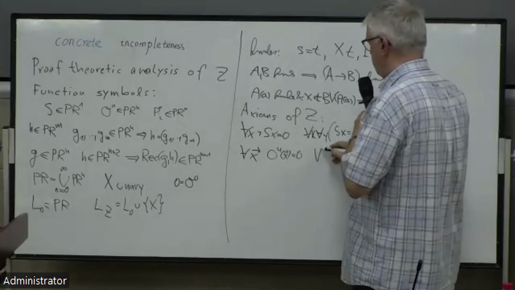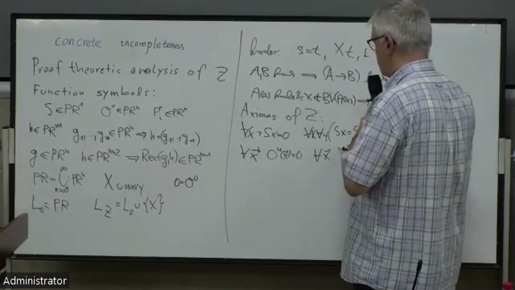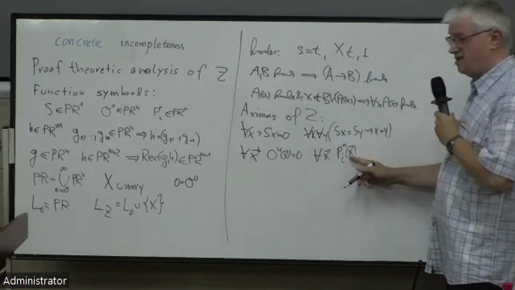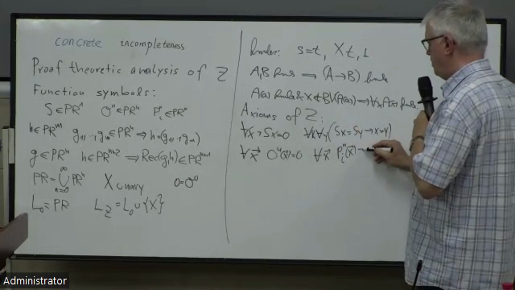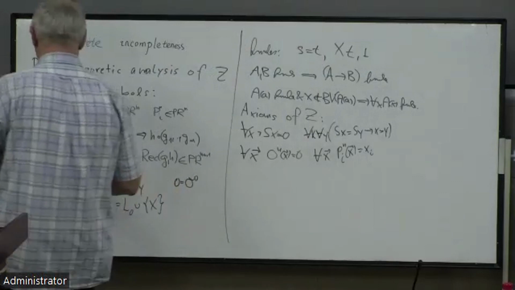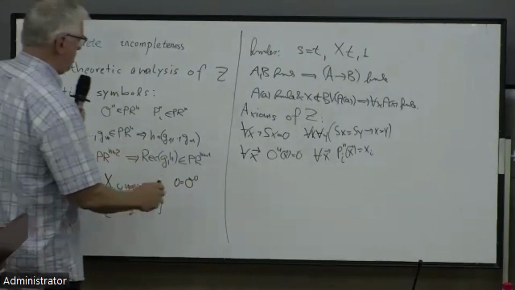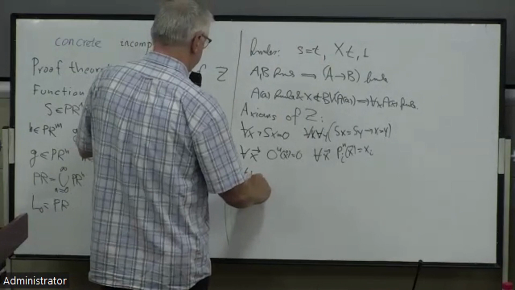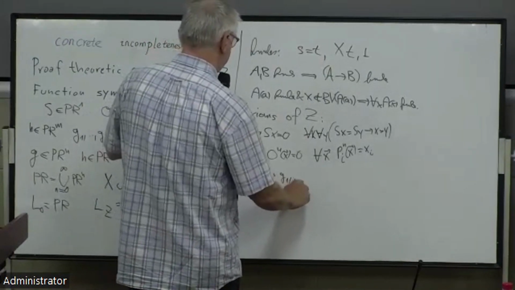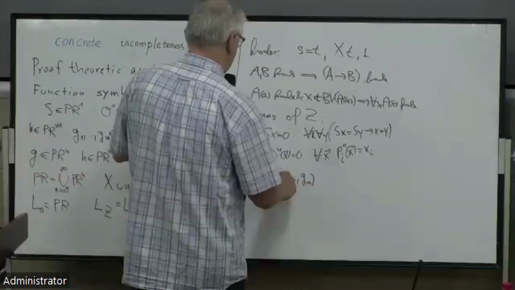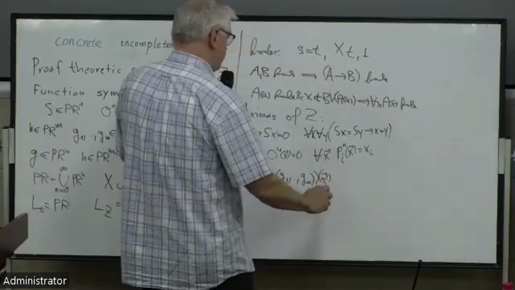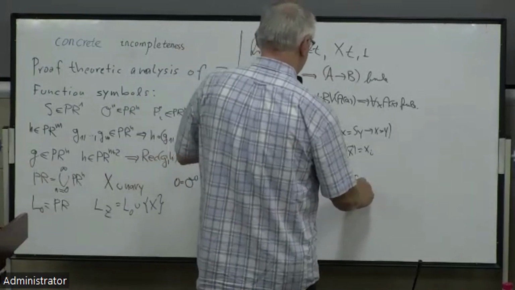Then we have the defining equation for the projection function. And if I have a vector x1 to xn, then the value is the ith coordinate. Now, what is the idea here with the composition function? Well, for all vectors of length n, we have h composed with g1 to gm. That's a function symbol which applies to x and is calculated as follows. First, I calculate g1 of x.